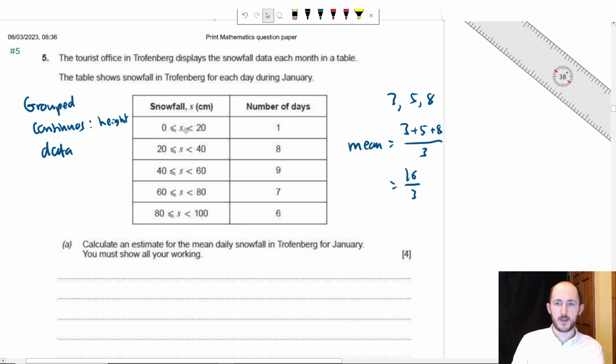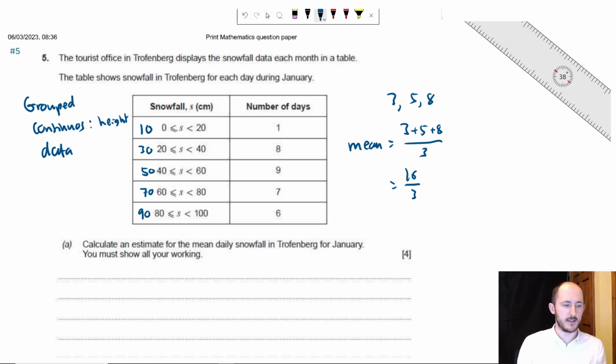The thing is, when we have grouped data, like we do here, there gets to be a bit of a problem. It's grouped. I don't have the individual pieces of data. So what I do is I take the midpoint. So the midpoint of each of these would be 10, 30, 50, 70, and 90. Now, that's because it's grouped data, right?